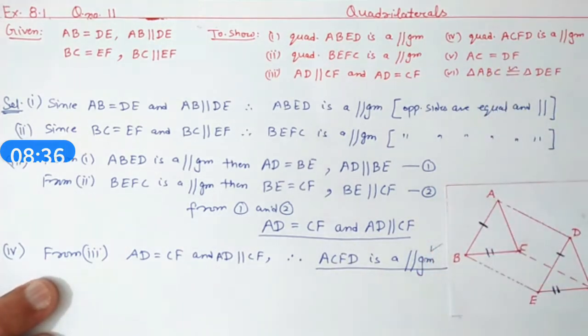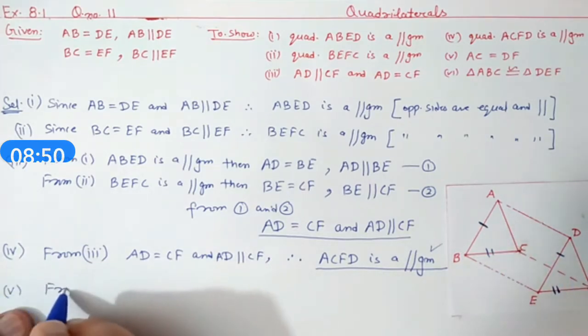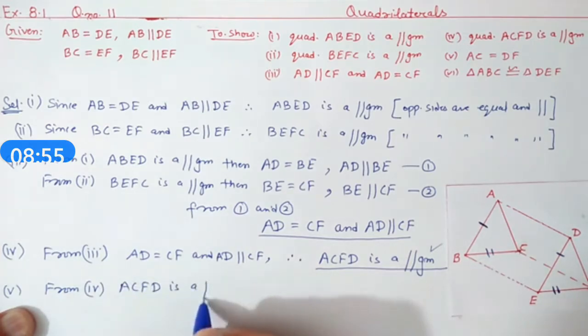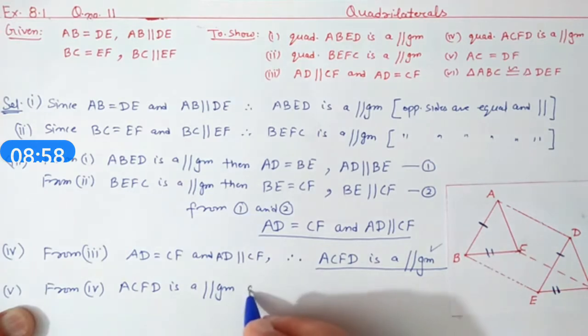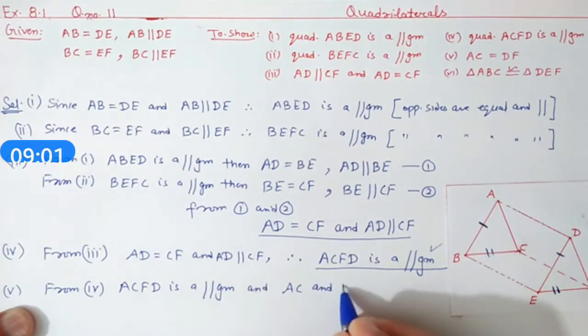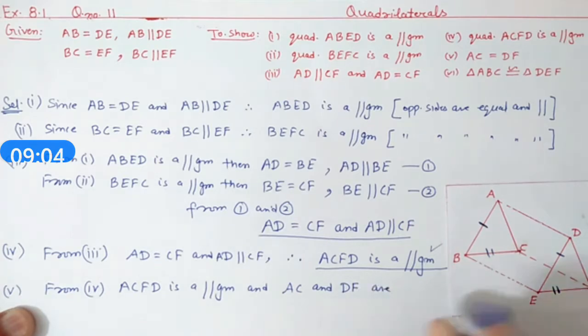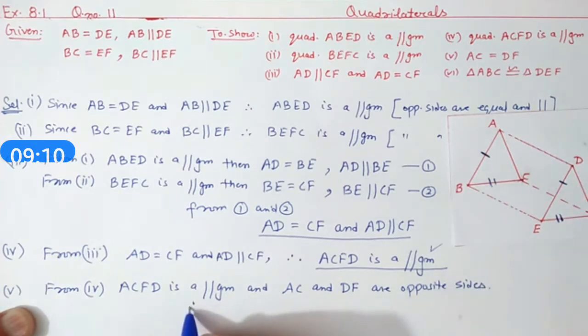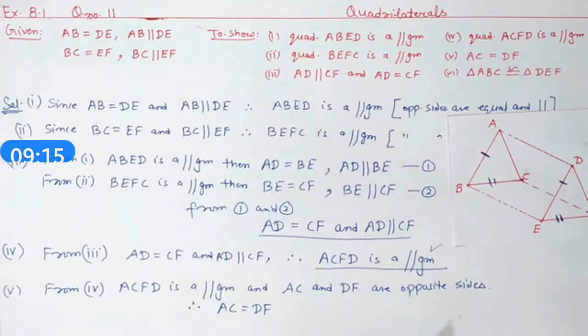Now for fifth part, AC equals to DF. So you can see beta, these are the opposite sides of parallelogram ACFD. So you will write here for fifth part AC equals to DF and reason रहेगा आपके पास opposite sides of parallelogram. So here you will write AC and DF are opposite sides of this parallelogram ACFD. Hence, opposite sides आपके पास parallelogram की equal होती हैं. So that's why you can write here AC equals to DF.